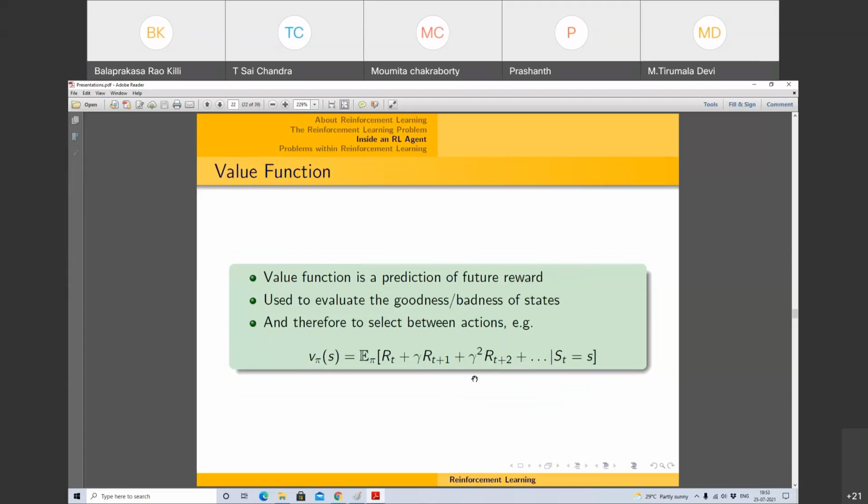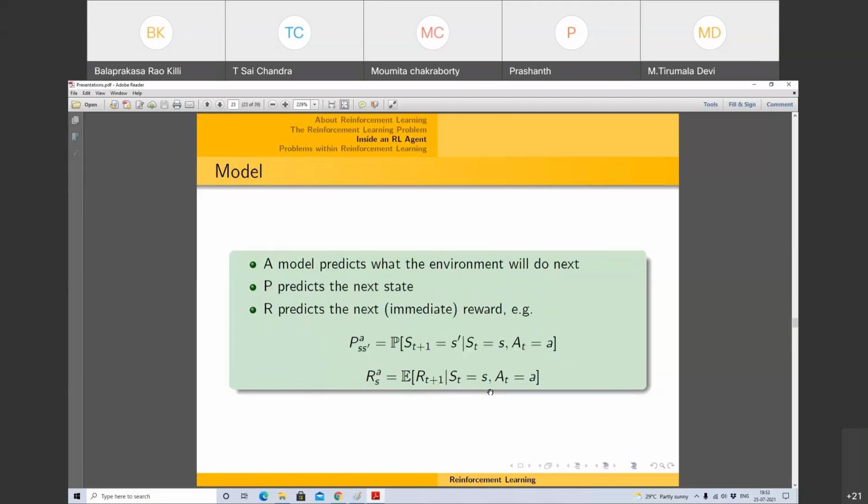Gamma equal to 1 means what? It doesn't matter. You are giving the same value. Even for money after 1 year, you can say, okay, give it whenever you have. You are not giving any value to delay. You are giving the same value to present reward and delayed rewards. So gamma ranges between 0 and 1. That's all.